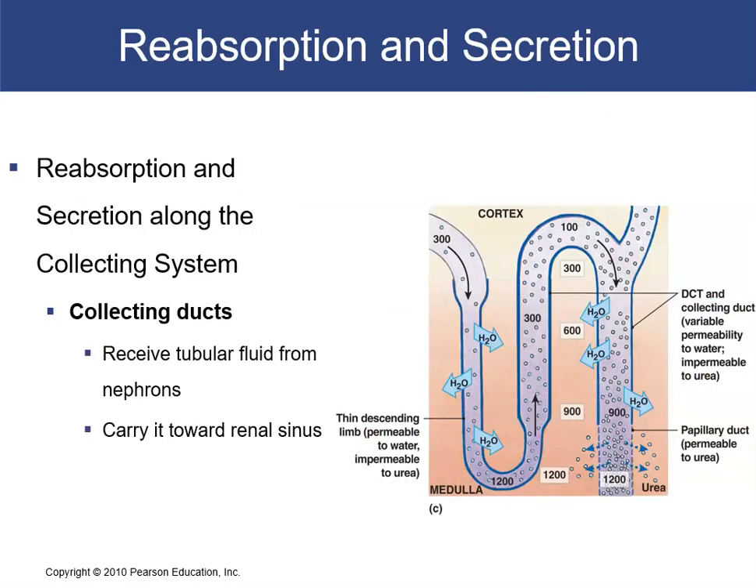And lastly, we head into the collecting ducts. Reabsorption and secretion will continue to occur along the collecting system. First are these collecting ducts. They receive the tubular fluid from several nephrons and then again carry it down toward the renal sinus.